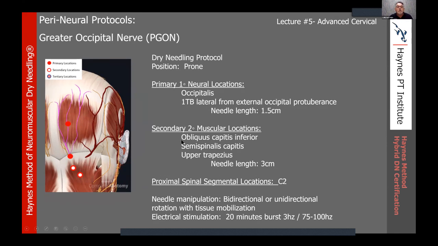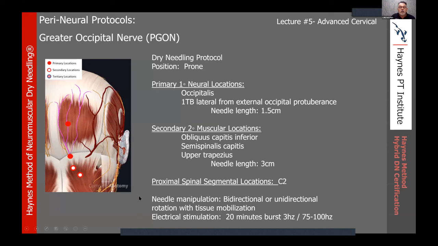So our needling locations are primary at the occipitalis. Move up here, just away from the midline. The second is going to be 1 thumb breadth lateral from the external occipital protuberance. So we're going to have our primary right here. Our secondary we're going to have in the obliquus capitis inferior and semispinalis capitis. So this muscle is going to continue to be very tight. This is one of our big headache muscles, quite honestly, semispinalis capitis.